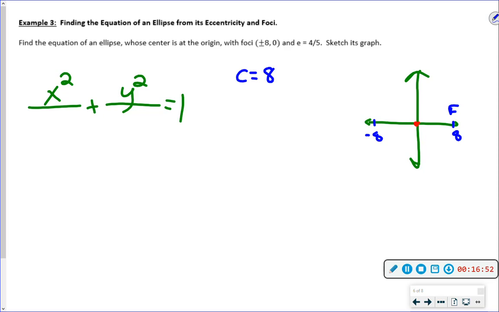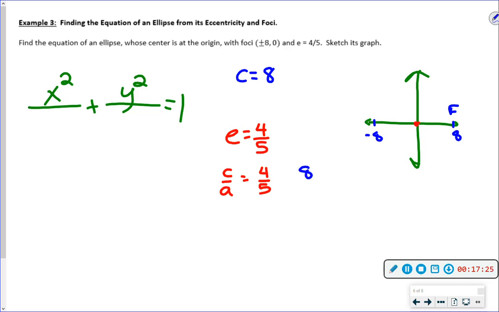Now, I'm like, huh. Okay, that doesn't help me for these denominators. I still got to figure something out. But they do tell you E is 4 over 5. Okay, all right, I think I can work on that. So of course we know from earlier that E is the same thing as C over A. So I'm thinking about this, but I think I can get you A. Now remember though, C is 8.